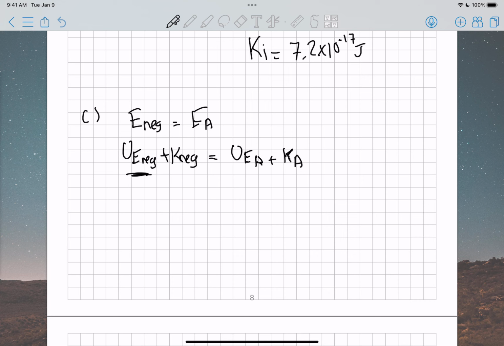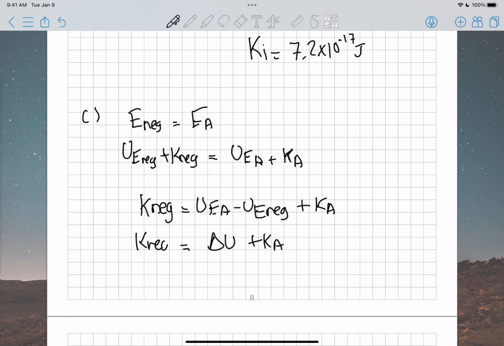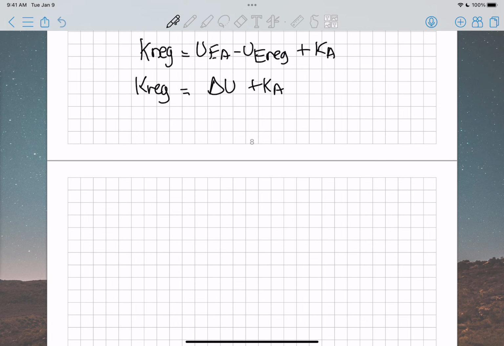For our energies, once again, we can find the change in energy, UEA minus U negative, that would be the delta U. So K negative is equal to UEA minus UE negative, plus Ka, which is what we're trying to figure out. And this becomes delta U plus Ka is equal to K negative. And delta U, we can figure out by taking Q times delta V. So you just take the charge of that proton times the change in the voltage between them. Now, the change in voltage between them, we also have to figure that out.